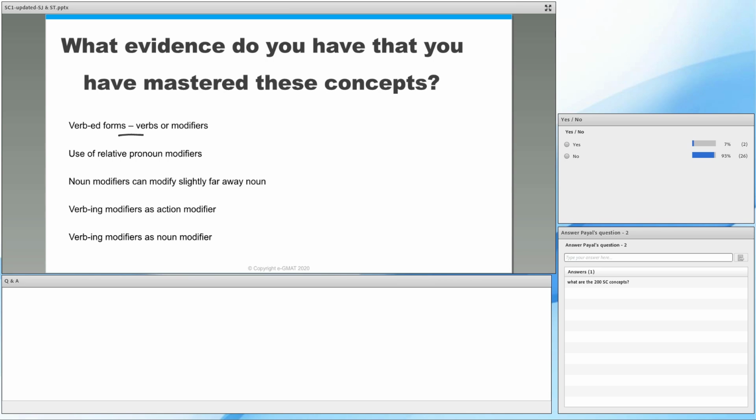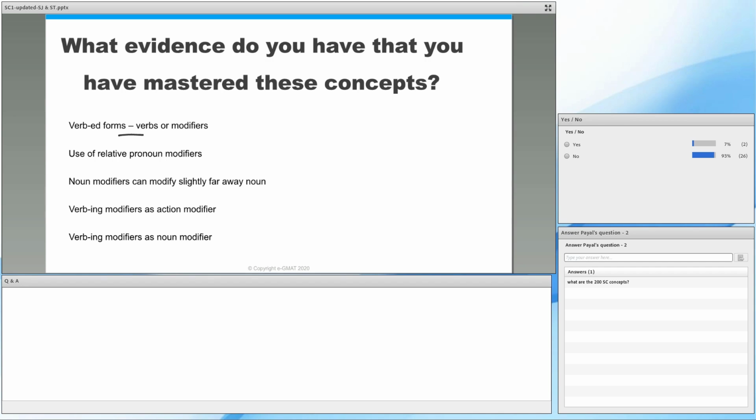Or let's say, under what scenario would a noun modifier slightly modify the far away nouns? So these are some small key things that you always need to get a hold of. And how do you get a hold of all these things? By practicing more and more questions of these types.